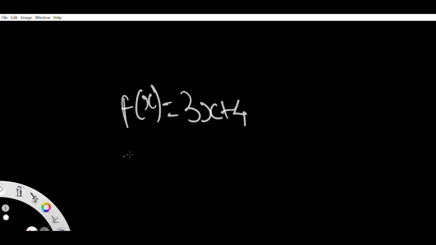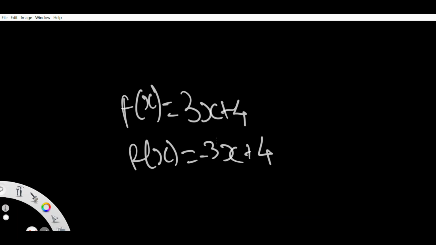Let's look at one more problem. We have two lines: f of x equals 3x plus 4, and another with negative 3x plus 4. Here we see that the slope has been multiplied by negative 1. So we can say that this is a reflection.